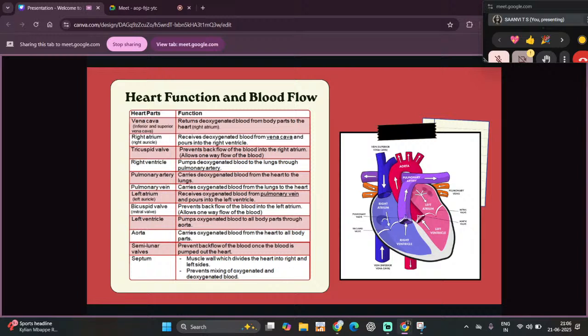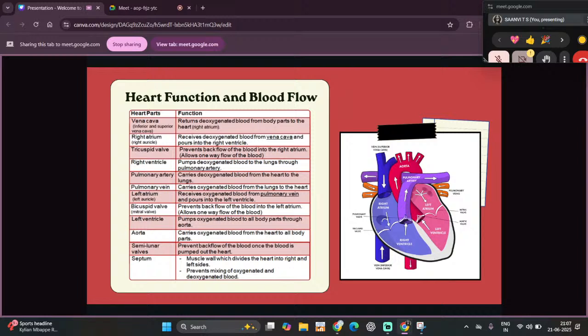After this, there is a valve, which is used to prevent backflow so that the blood only flows in one direction. This valve between the right atrium and the right ventricle is known as the tricuspid valve, and as written here, it prevents the backflow of blood. After this, it enters the right ventricle, where it is pumped, and the function of the right ventricle is pumping deoxygenated blood into the lungs through the pulmonary artery as shown.